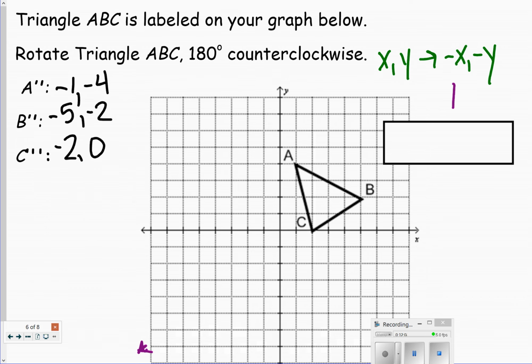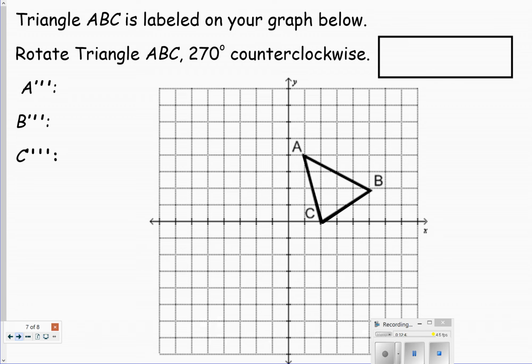So we have negative 1, negative 4. Right there we have A, and this time it's double prime because it's the second move from our pre-image location. B is negative 5, negative 2. Here is B double prime. And C then is negative 2, 0. Here's negative 2, 0, which is C double prime. And here is our triangle ABC double prime. Very good.